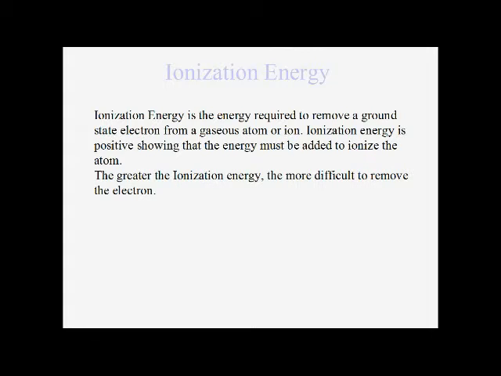When we remove the first electron from an atom, a neutral atom, that's called the first ionization energy. But we can do a second or a third or a fourth ionization energy also. A low ionization energy means it's easy to remove the electron, easy to turn it into a cation. A high ionization energy means it's hard to remove the electron, hard to turn the atom into a cation.